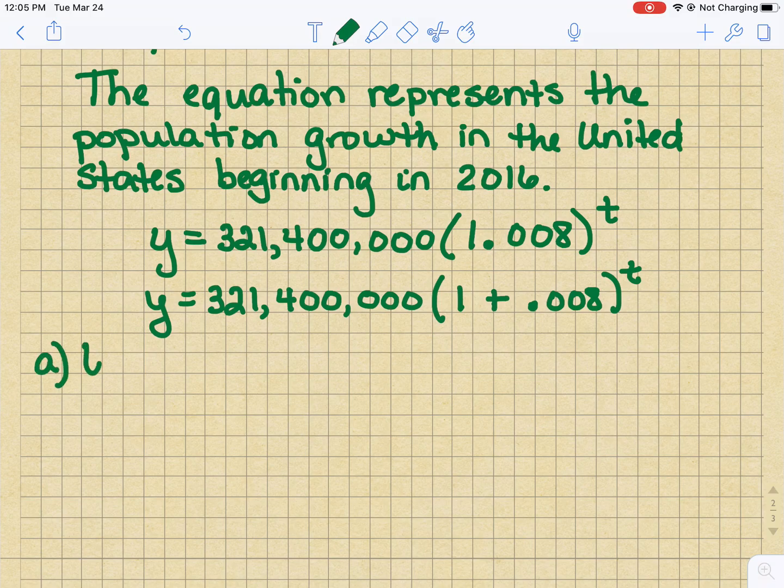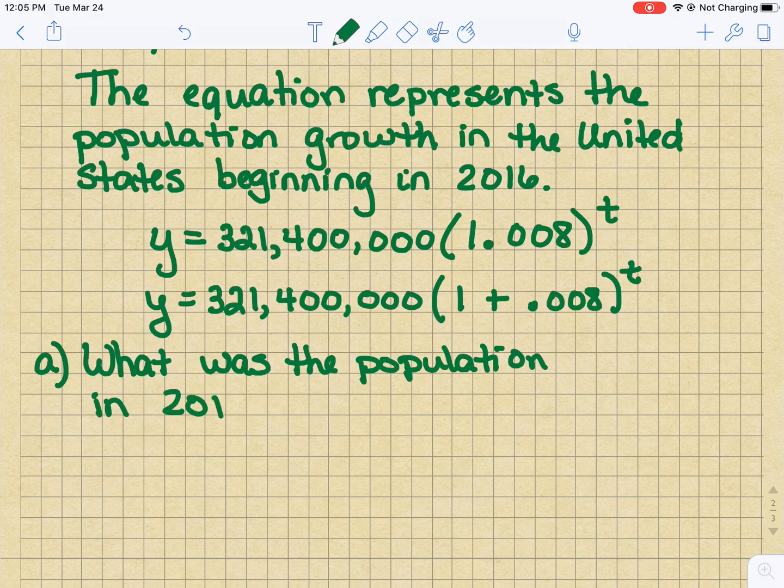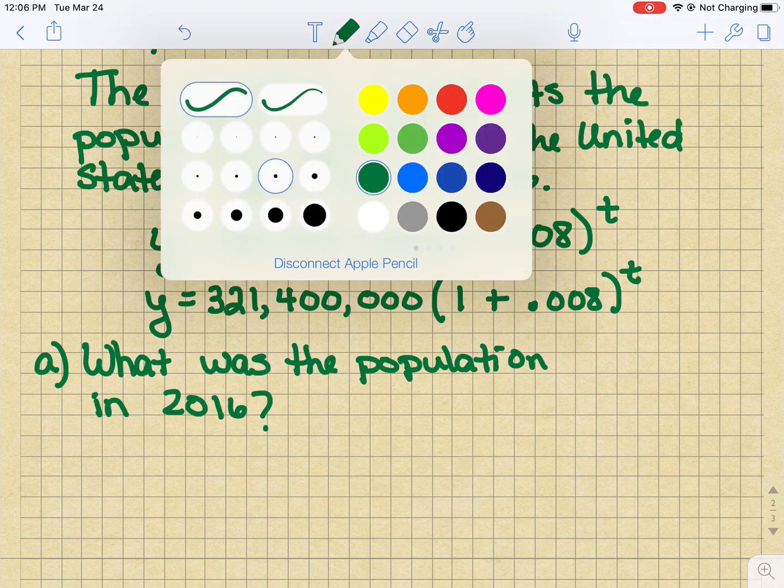A, what was the population in 2016? Now, instead of just sitting here and waiting for the answer, pause it. Look back, think about which number up there represents the initial amount. Look back in your notes. Use your brain and think. If we were starting in 2016, what was the original population?